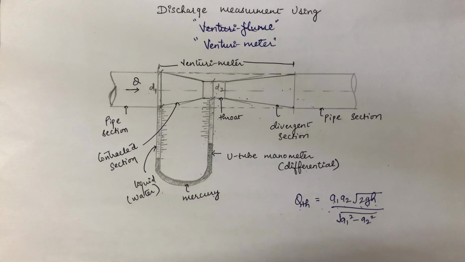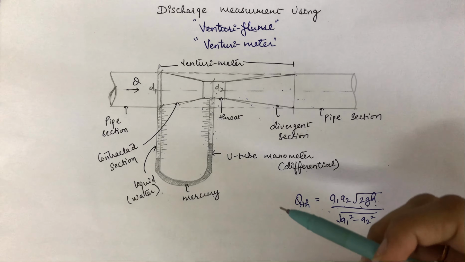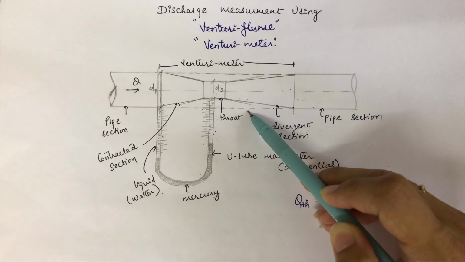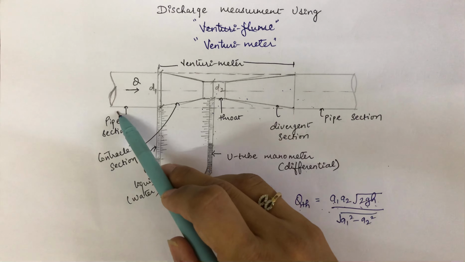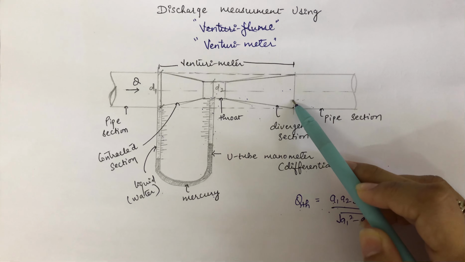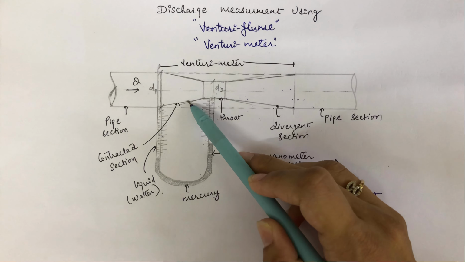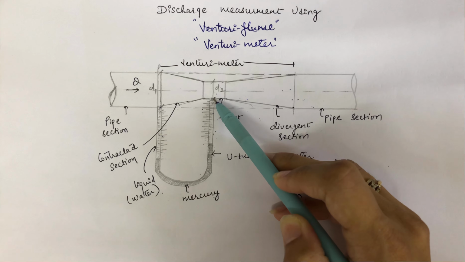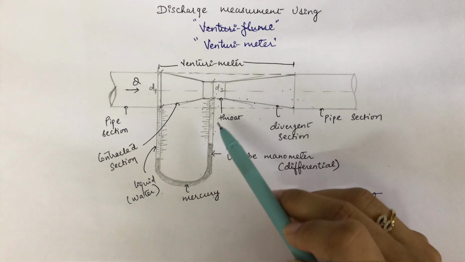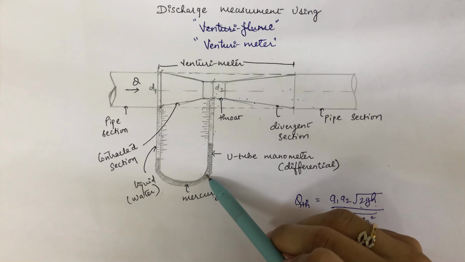So today in this video we are going to discuss an instrument, the Venturimeter, which is used to measure discharge through a pipe. Here a pipe section is drawn and within that pipe section a Venturimeter is connected. Now this Venturimeter consists of three parts. The first part is a converging section, the second part is the throat, and the third one is the divergent or diverging section. And this Venturimeter is connected with a differential U-tube manometer.